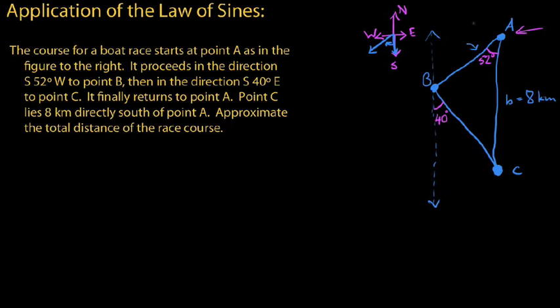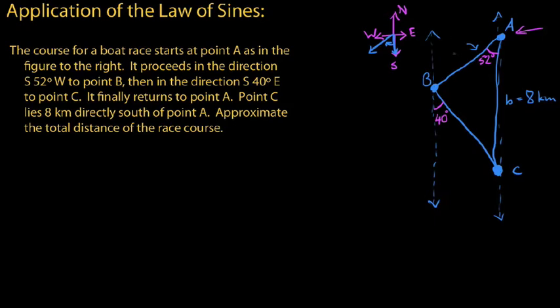We say it finally returns to point A from point C. It says point C lies 8 kilometers directly south of point A. It says approximate the total distance of the race course. One thing we know right off the bat is that segment AC, or a line through AC, is north-south, and that's important. The reason is that it means it's parallel to this line out here on the left side that's passing through B that's north-south.